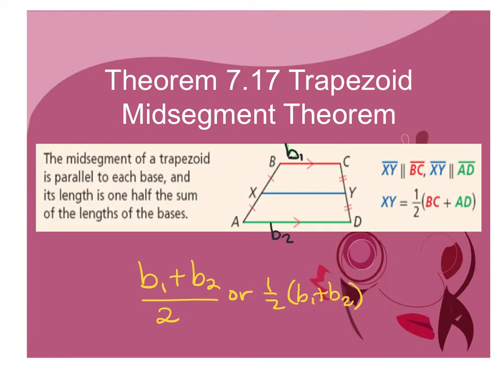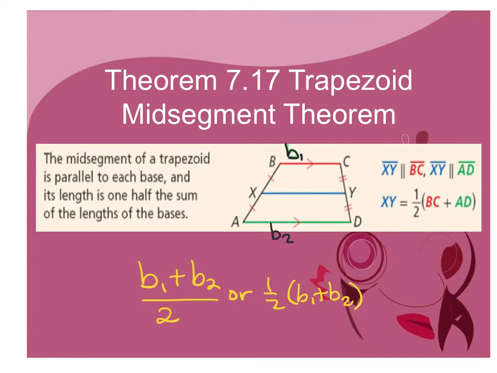This is similar to the trapezoid area formula. The only thing that's missing is multiplying it by the height. So to find the mid-segment length, you add the two bases and then divide by 2 or multiply by 1/2. So these are all the special properties of your trapezoids.